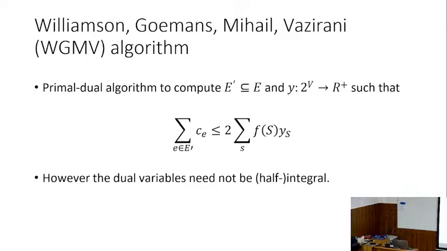However, in this algorithm, these dual variables need not be half integral. Okay? Now this is a cryptic line here. Why should we care about these dual variables being half integral? Right? So this WGMV algorithm will compute a set E prime, which means an integral solution to the primal program. But the dual solution could be anything.